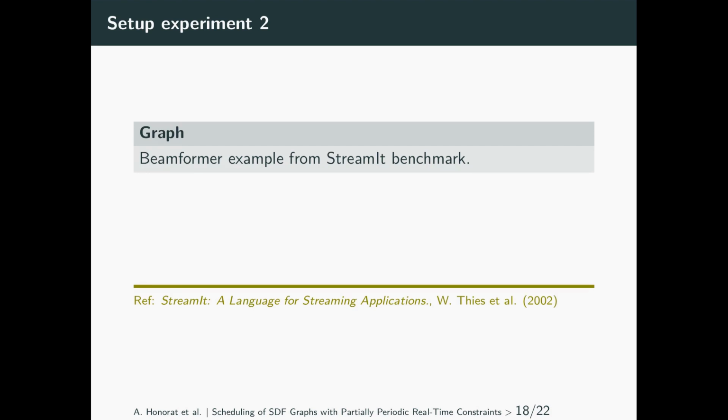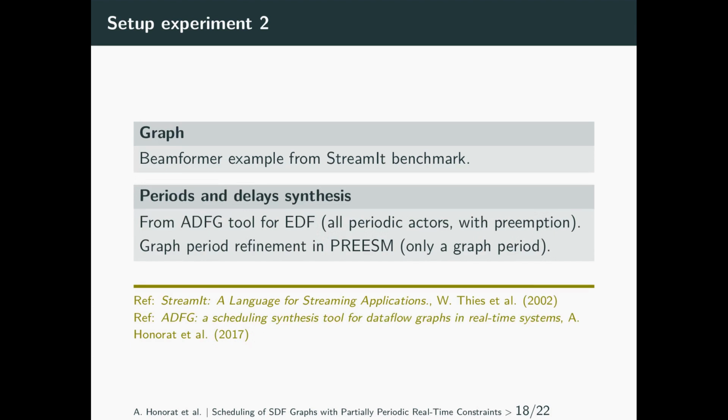Then, optimal periods are computed by the ADFG tool under a global earliest deadline first policy. In this case, each actor is periodic, and preemption is allowed. Most probably, without preemption, setting all actors periodic would be inefficient. But we will see how our scheduler behaves if we set only a graph period, still without preemption. The goal is to obtain the smallest graph period, while the number of cores is increasing.